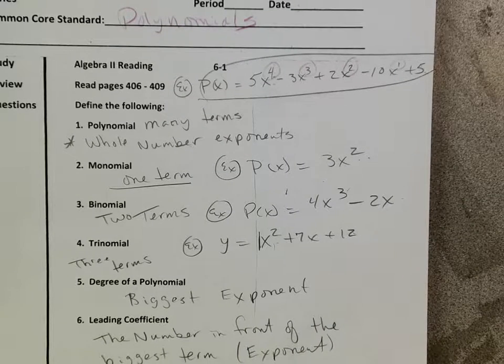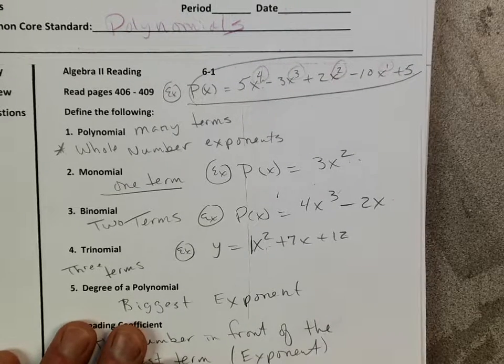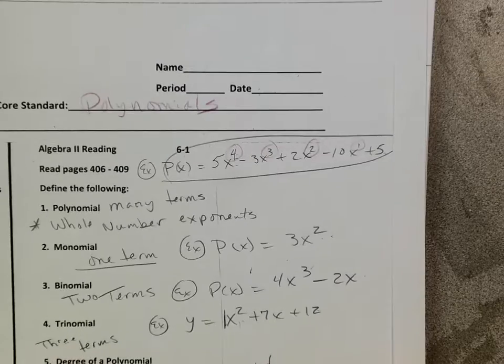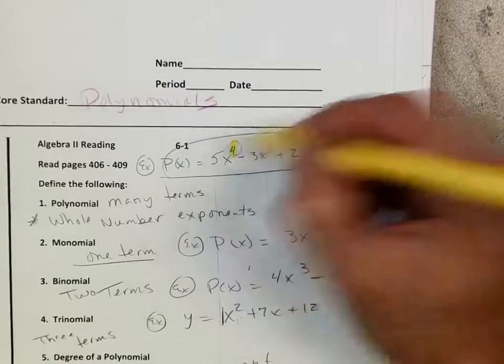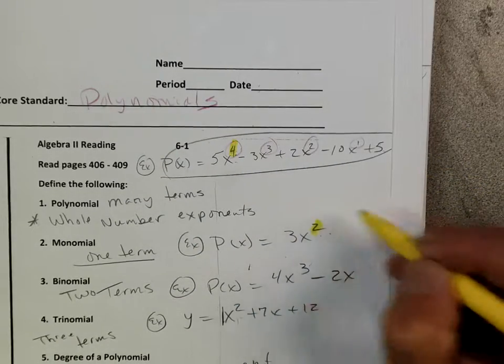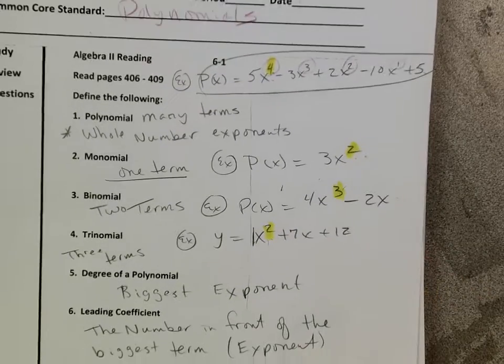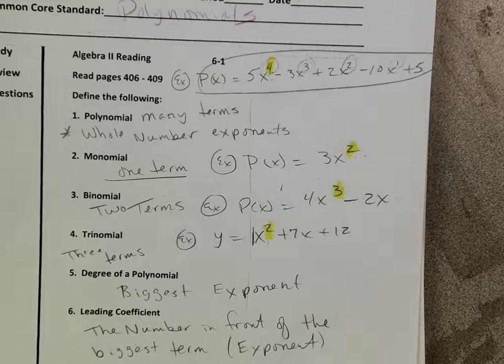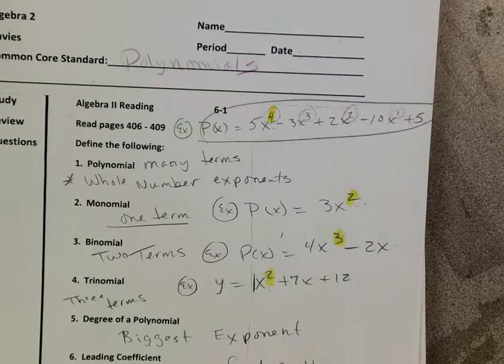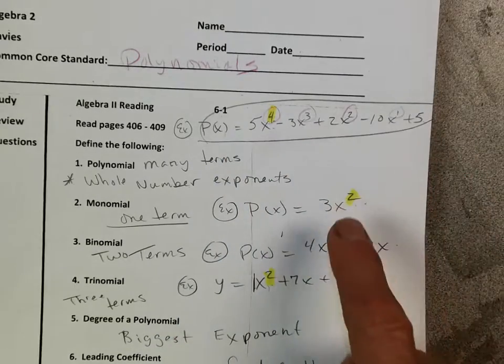The degree of the polynomial is probably the most important thing we're going to learn in this chapter. It's very important because it tells us a lot of things, and it's just the biggest exponent, okay? So in this example, you've got a degree of 4, degree of 2, degree of 3, and degree of 2, okay? And the leading coefficient is simply the number in front of the biggest term, okay? Which in this case would be the 5, the 3, the 4, and the 1.